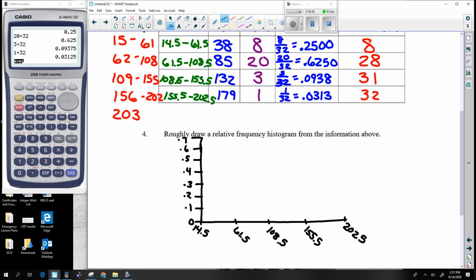All right, the very first bar is 0.25. The next one is 0.625. 0.09, and then 0.03. Roughly, that's correct. It's a histogram, the bars touch, et cetera, et cetera. So that should be it.